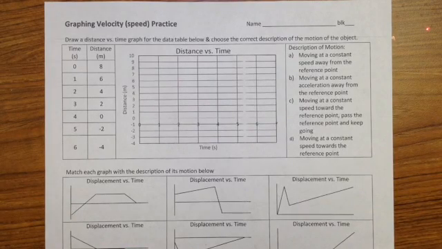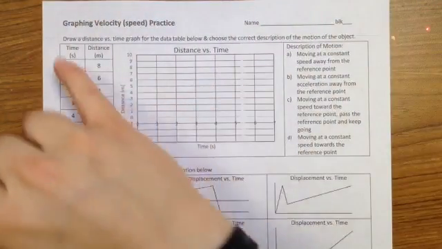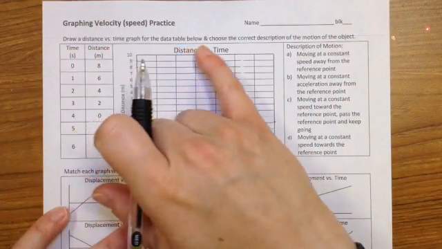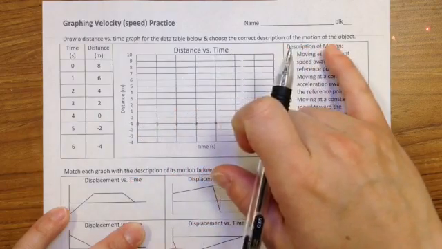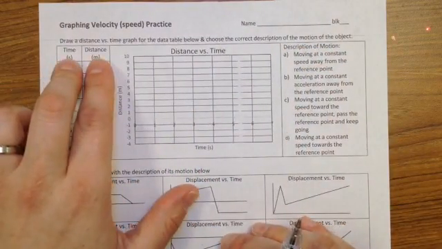Graphing velocity practice worksheet. Okay. So the first one we're going to do, look at this first section here. It says draw a distance versus time graph for the data table below and choose the correct description of the motion of the object. So we have a data table here.